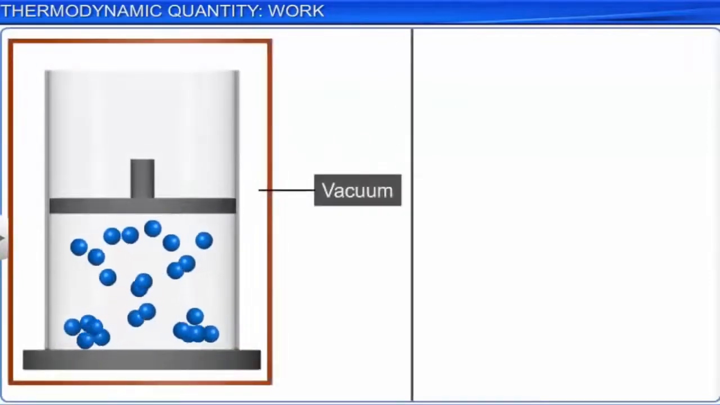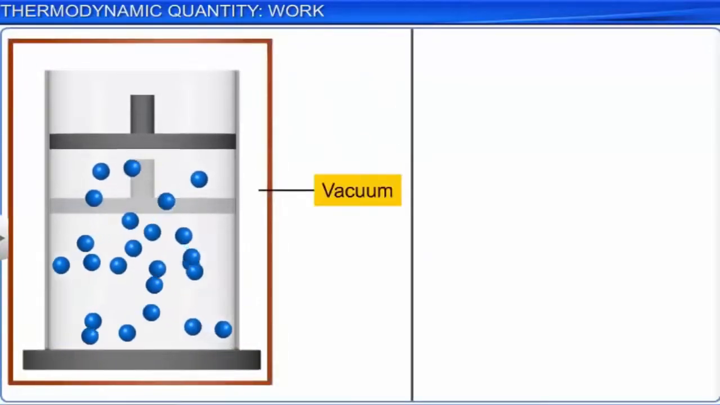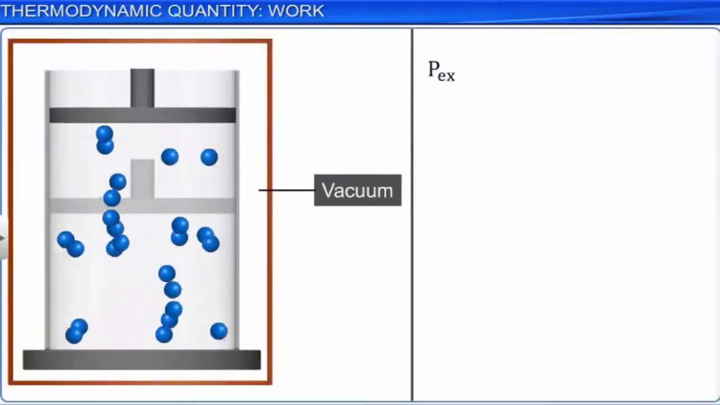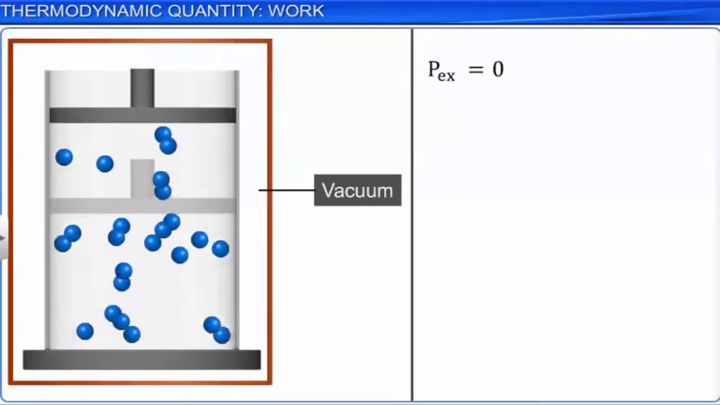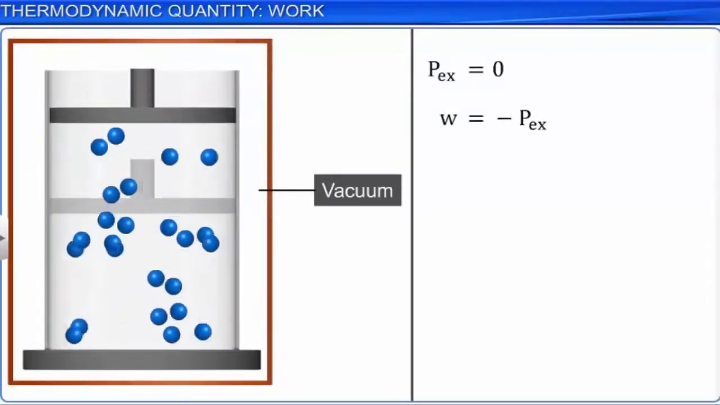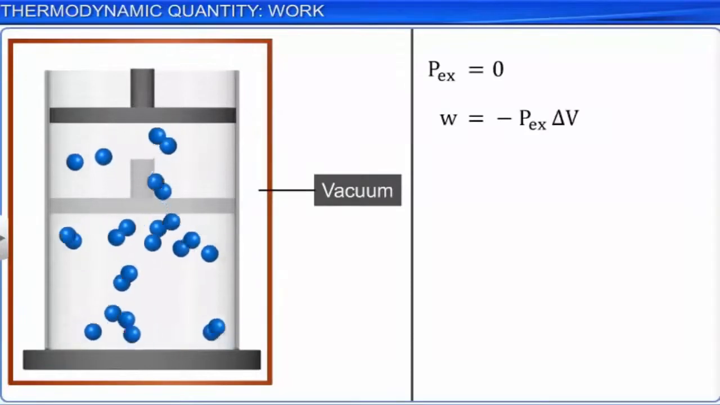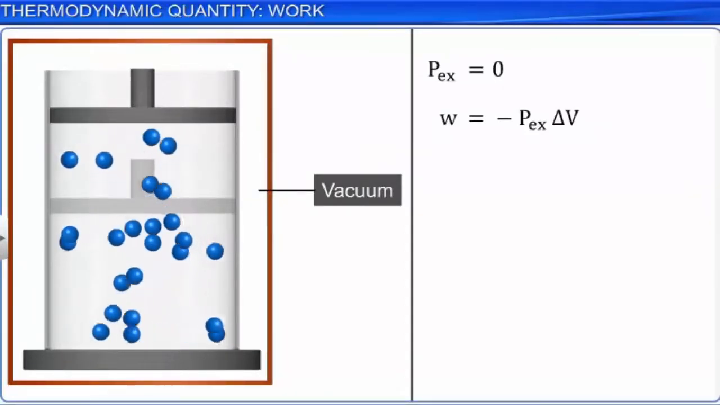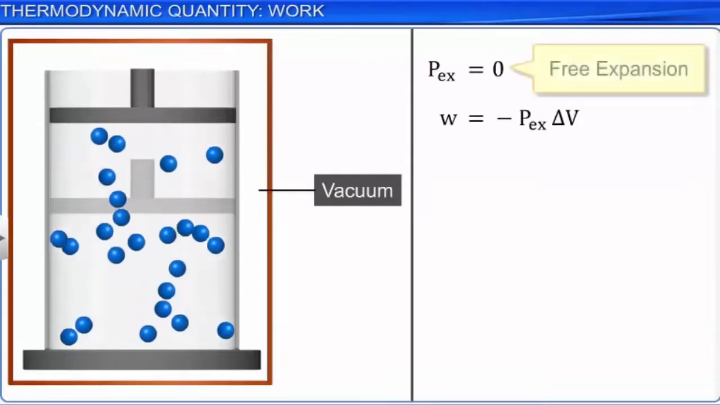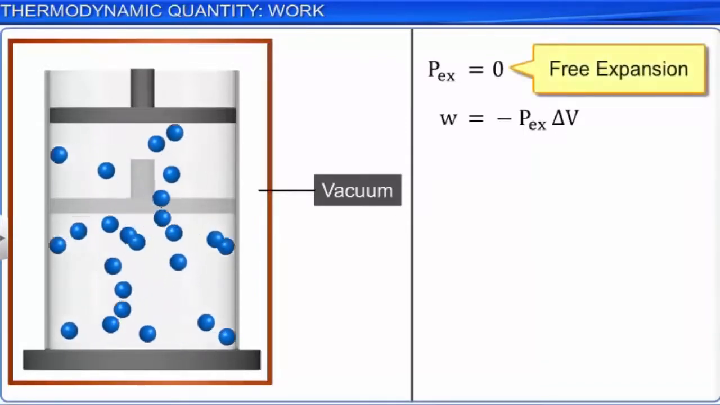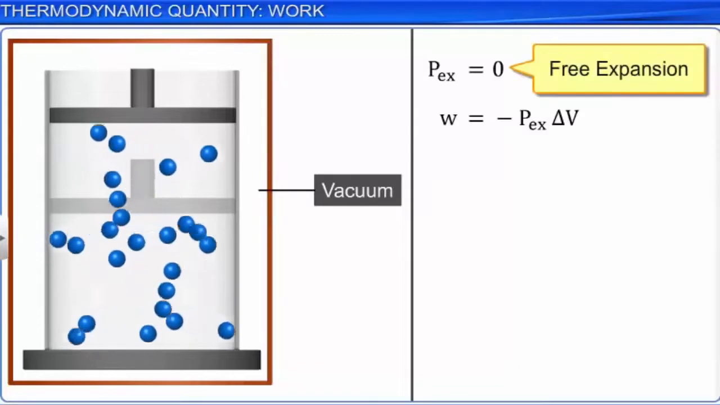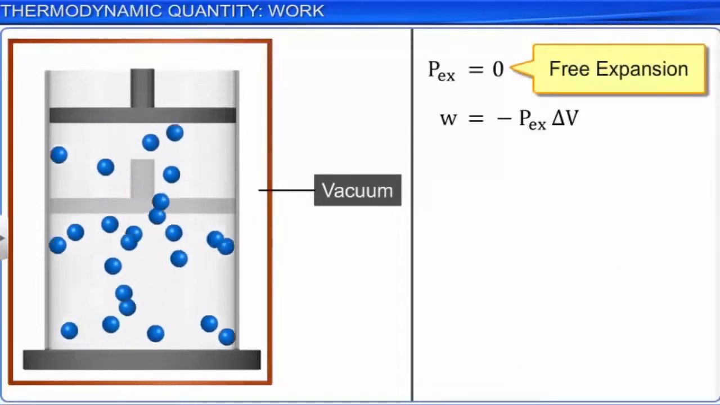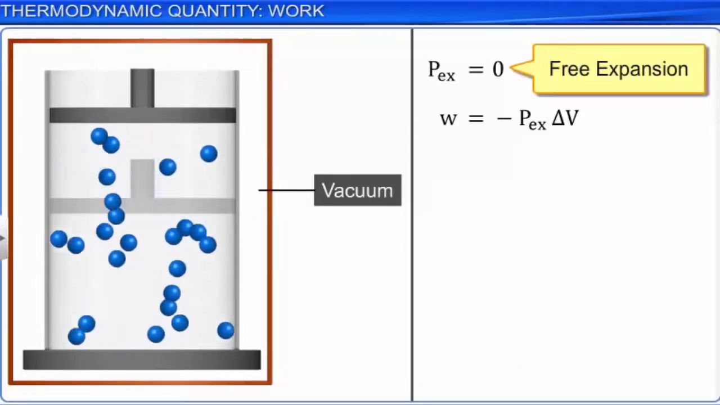If the gas expands in vacuum, external pressure P_ex being zero in the expression W equals minus P_ex multiplied by delta V, W becomes zero. This is known as free expansion. No work is done during the free expansion of an ideal gas, whether the process is reversible or irreversible.